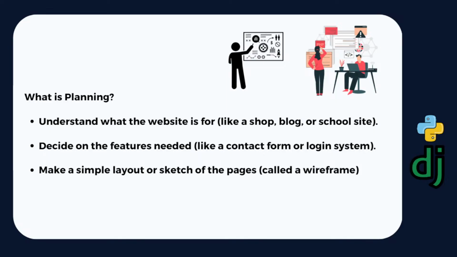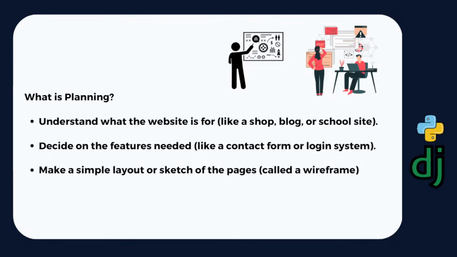First we need to understand what we need to build, what the purpose of the website is. After that we need to decide on the features, like what features we need to implement in our website, like a contact form, login system, feedback, AI integration. These are the many functionalities we need to decide to include in our website.